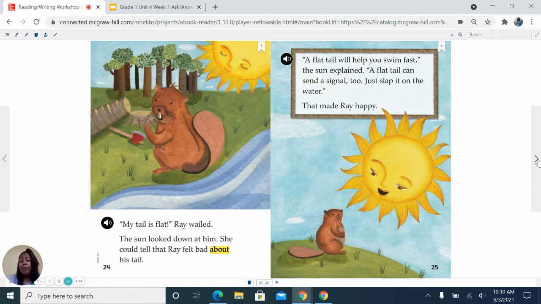My tail is flat, Ray wailed. The sun looked down at him. She could tell that Ray felt bad about his tail. A flat tail will help you swim fast, the sun exclaimed. A flat tail can signal too. Just slap it on the water. That made Ray happy.